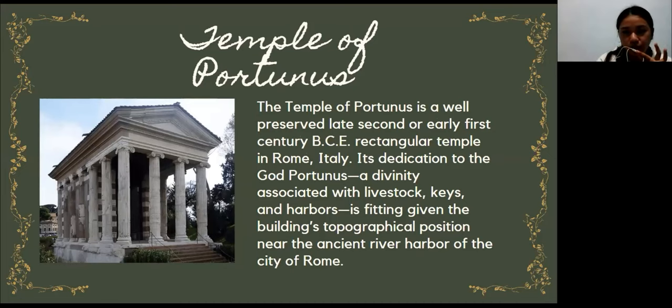Next is the Temple of Portunus. The Temple of Portunus is a well-preserved late 2nd or early 1st century BCE rectangular temple in Rome, Italy. It is dedicated to the god Portunus, a divinity associated with livestock, quays, and harbors, which is fitting given the building's topographical position near the ancient river harbor of the city of Rome.